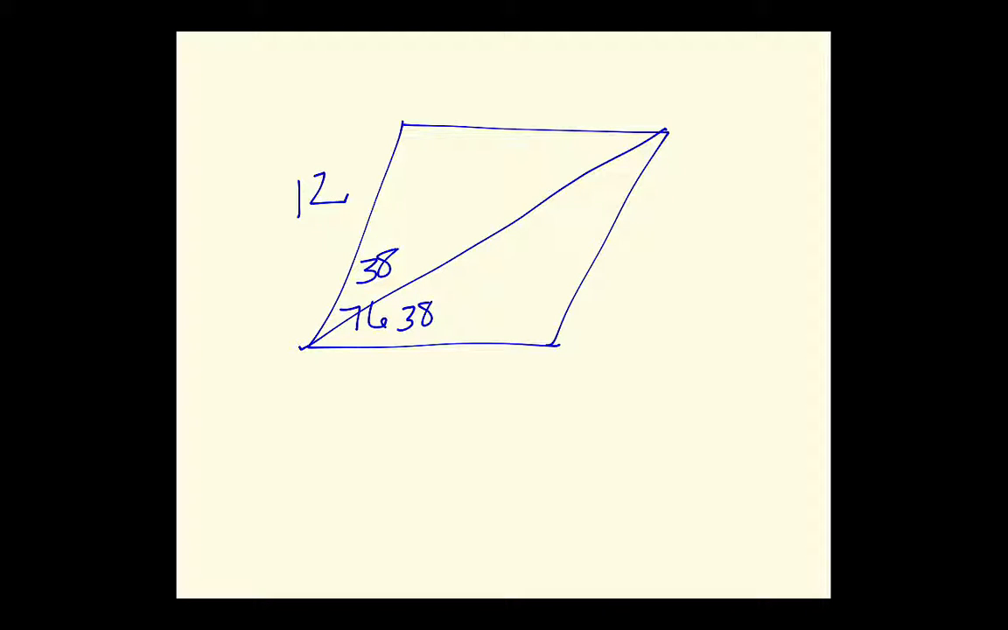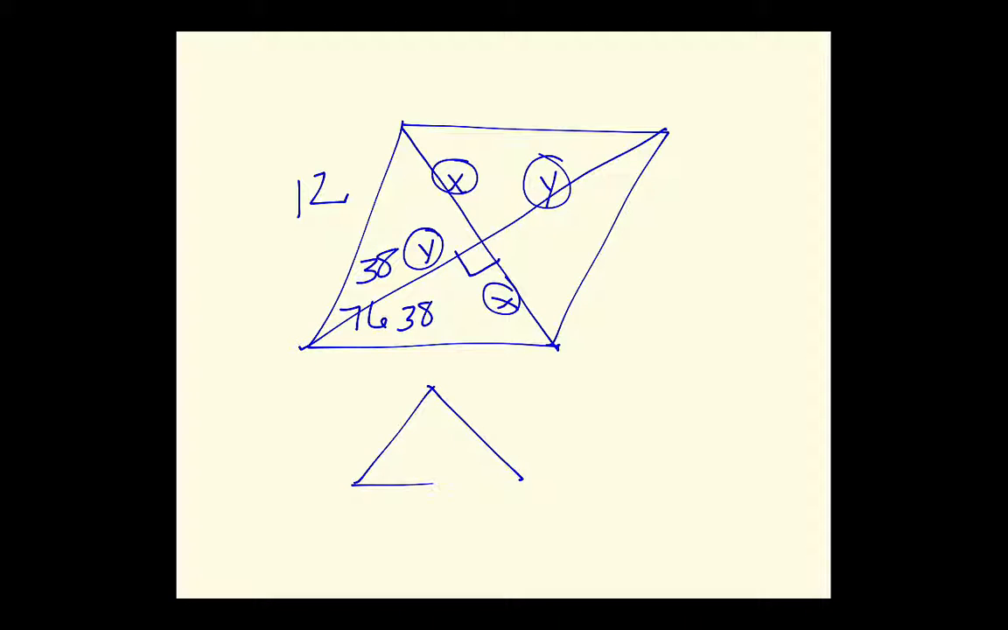And if the sides are 12, when I draw the other diagonal, this is going to give me 90 degrees. And I'm looking for this side of x and this side of y, because I know that this is also x and this is also y, because the diagonals get bisected. So I'm just going to draw that right triangle with sides of x, y, the 90, and my 38 degrees. I'm going to use my basic trig here.